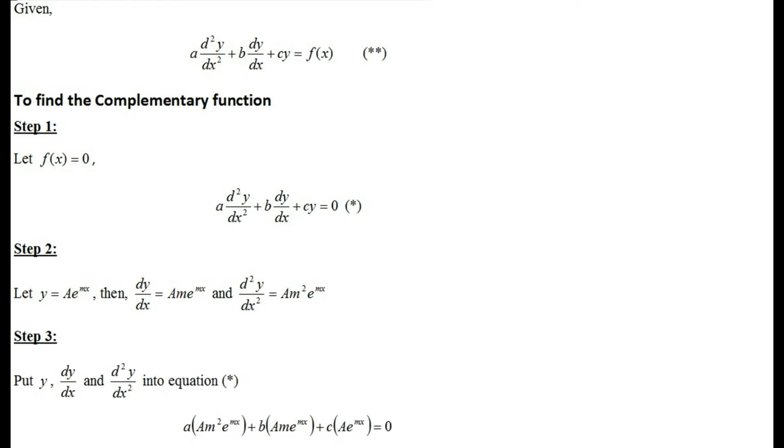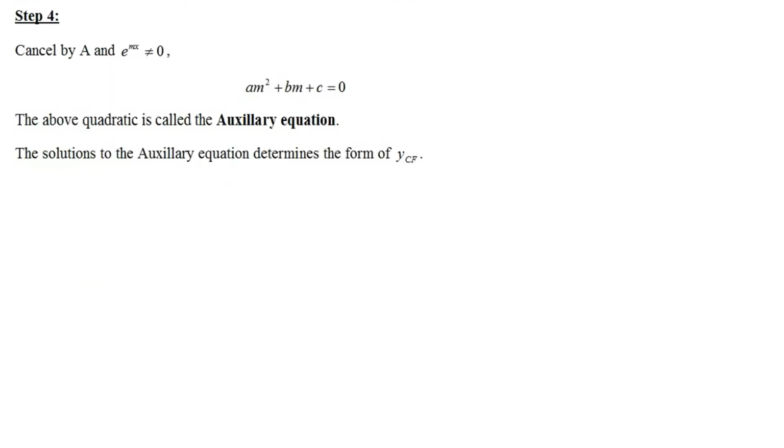In step number three, you put your results for y, dy over dx and d2y over dx squared into star, and remember, star is the equation from step number one, where f of x, the function on the right hand side, is replaced by 0. That brings us to step number four. We can cancel the constant capital A, and since e to the power mx is not equal to 0, we come up with this quadratic equation, am squared plus bm plus c equals 0, and this quadratic is known as the auxiliary equation.